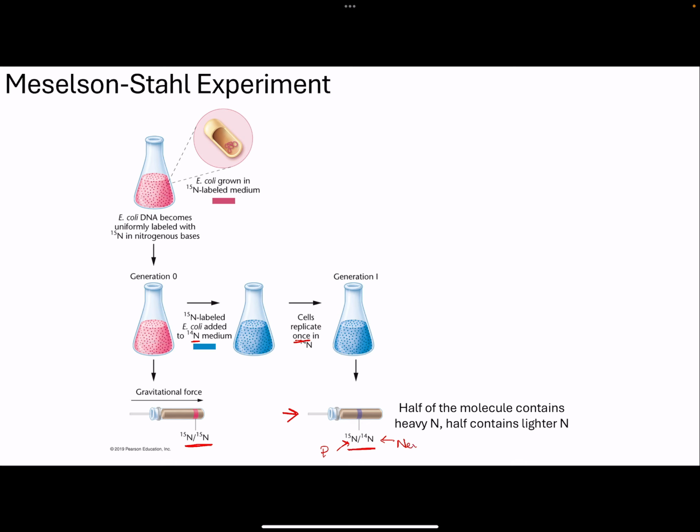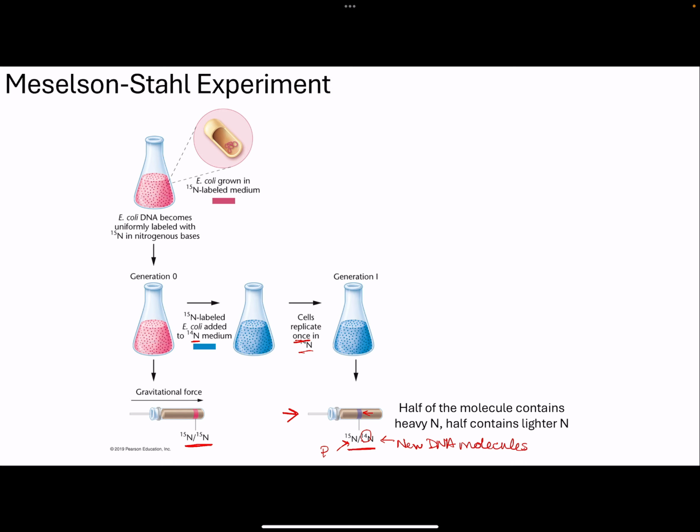So these are the new DNA molecules that are formed, and because that new DNA replication occurred in a place where only N14 is available, N14 is incorporated into that side of the DNA molecule. So we have this movement of the band from the end of the tube to the middle of the tube.